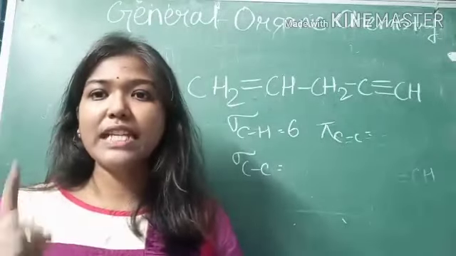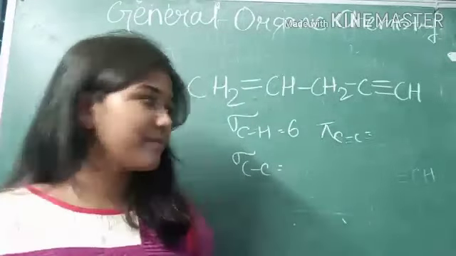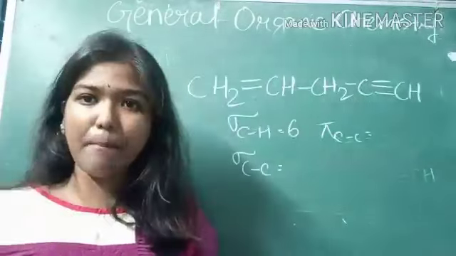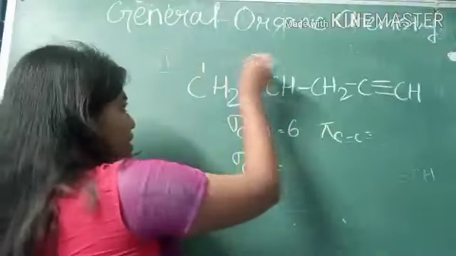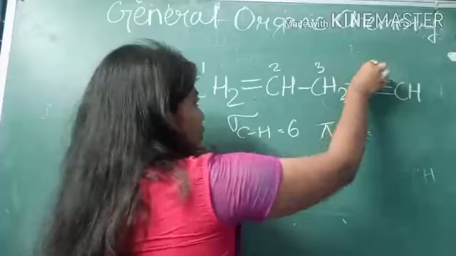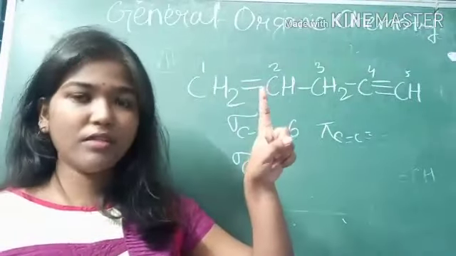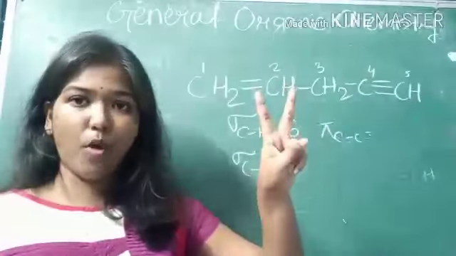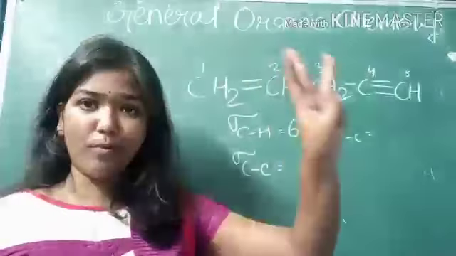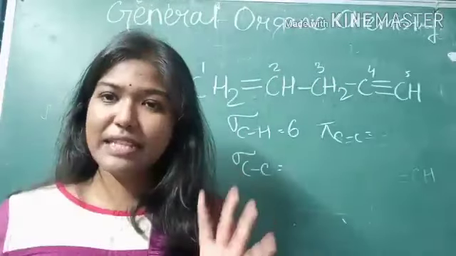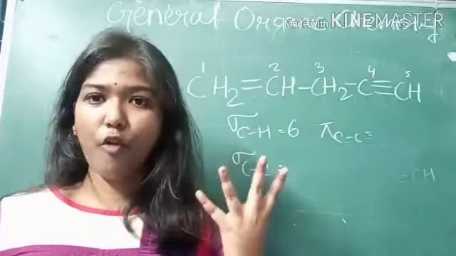Now we will count sigma CC bonds. This carbon with this carbon. We can number it also, like 1, 2, 3, 4, 5. So between 1 and 2 there is 1 bond, 2 and 3 there is 1 bond, 3 and 4 there is 1 more, and 4 and 5 the last one. So how many sigma CC bonds? 4.